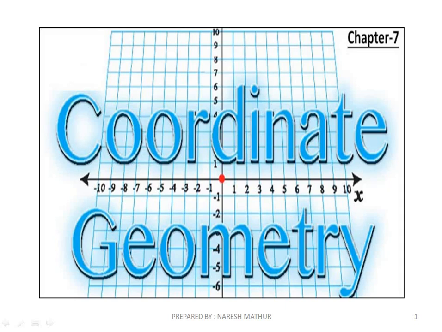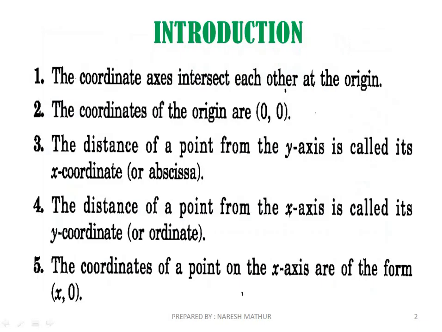Today we are going to discuss chapter number 7, coordinate geometry. This chapter has 3 exercises which are based on 3 major formulas. First one is distance formula, second one is section formula, and third one is area of triangle. Let's discuss these formulas. But before this, let me tell you something basic of this chapter.